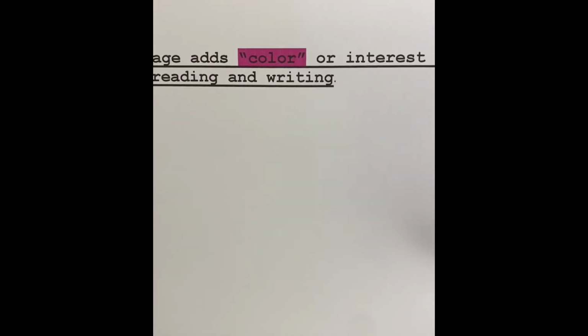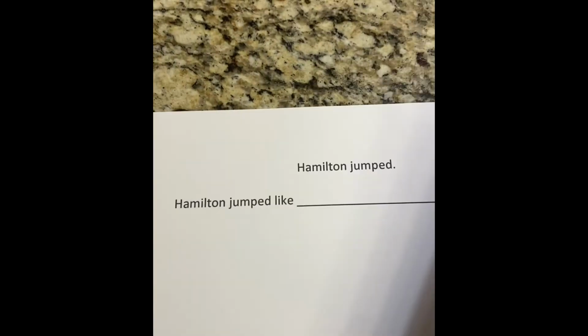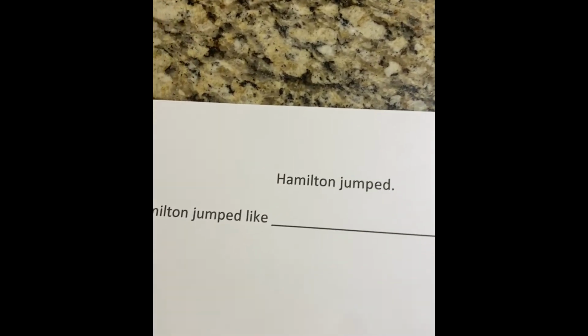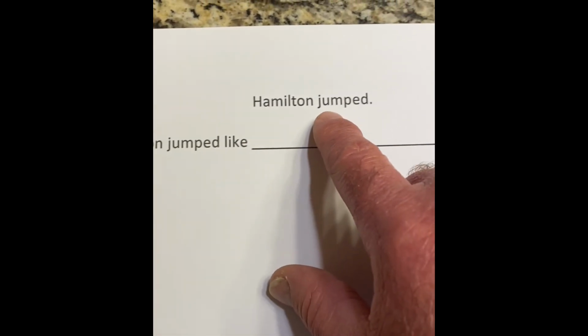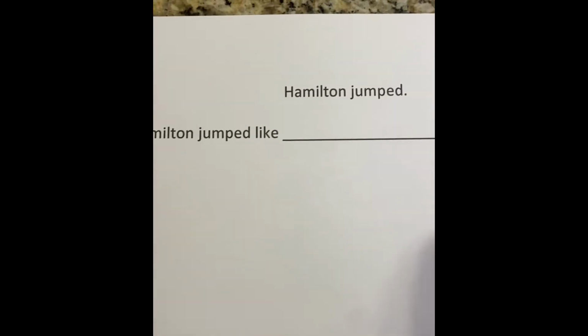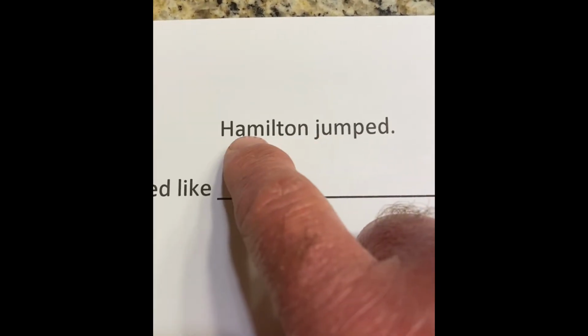So let's get back to our lesson on figurative language, and let's take a look at another sentence using one of our dogs in our 4th grade team. Let's take a look at Hamilton. Now, Mrs. Hingle and I have not had a chance to have the two dogs meet yet, so I have to assume that we can make this much more interesting.